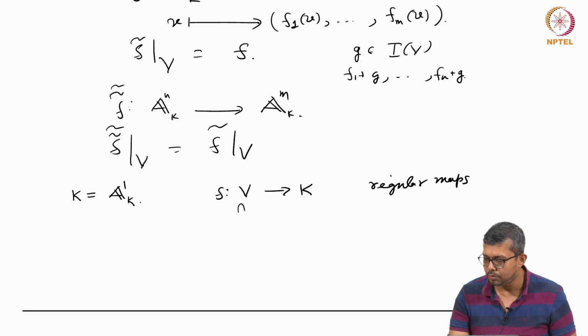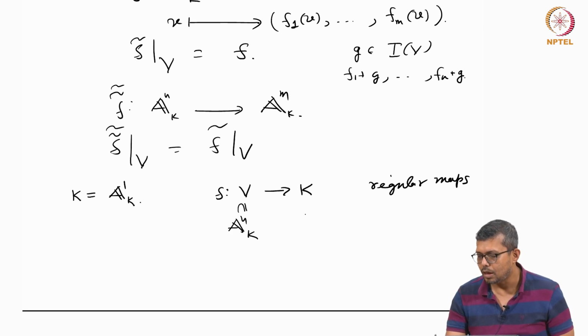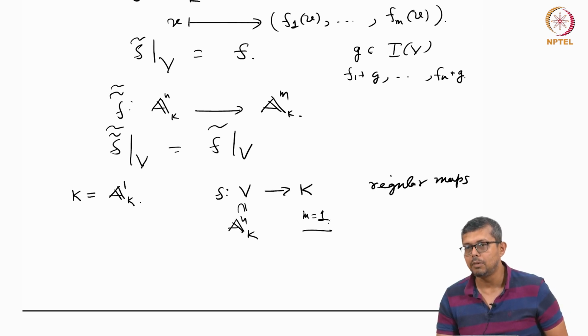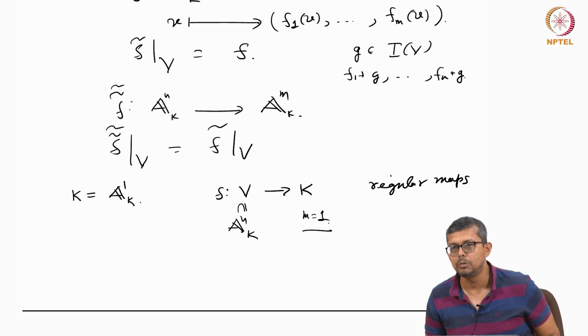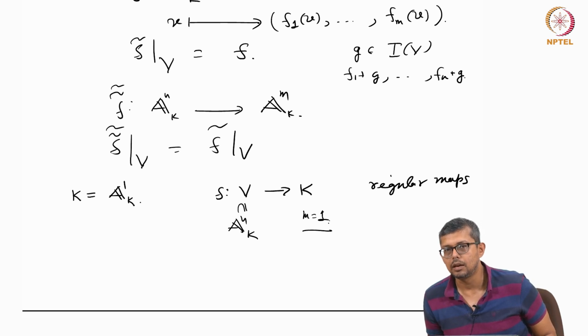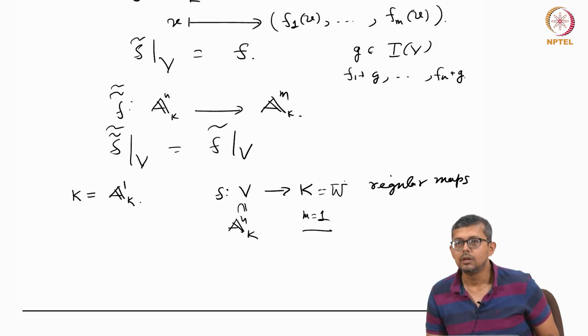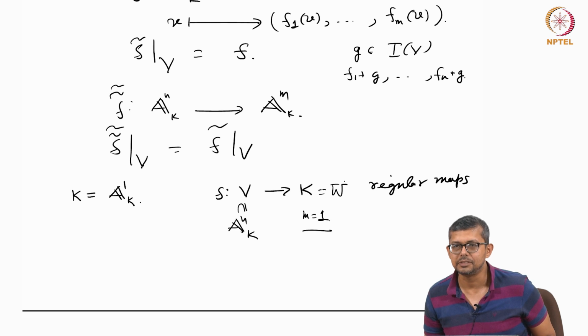V, not V, V is a subset of some A^n(k). So the extension will be, here m equal to 1. You take m equal to 1 and you take W to be the entire k. Here, this is your W. So then these are continuous functions.